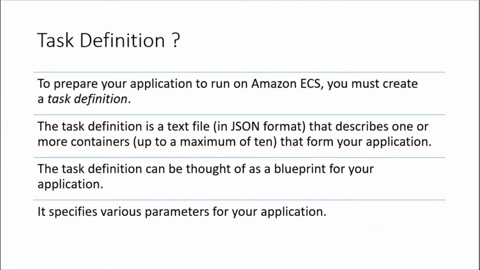So basically task definition: to prepare our application to run on our Elastic Container Service, we need to create a task definition. Task definition is a set of parameters we are passing in JSON format in a text file. That file only I have shown you in the templates image folder, image.json. The task definition can be thought of as a blueprint of our actual application, and then we can define how many containers we need to maintain for our application. It specifies the various parameters for the application in the JSON configuration. That is what a task definition is.